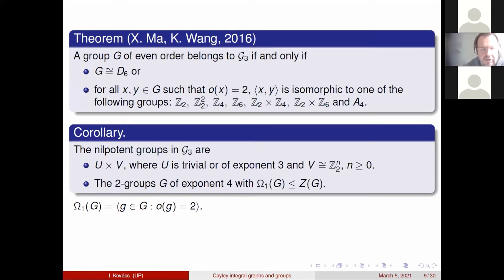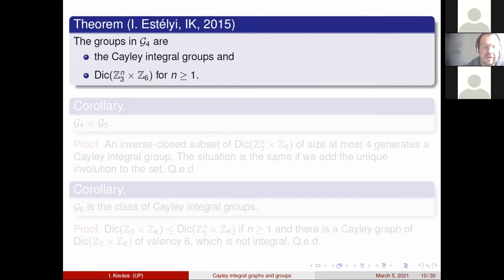So we will return back. The second, our main result, is a classification of these groups in the non-nilpotent case. But before that, I would like to show you the result for the class G4. For class G4, we managed to prove that in that class you get the Cayley integral groups and one more family of groups, the dicyclic groups.